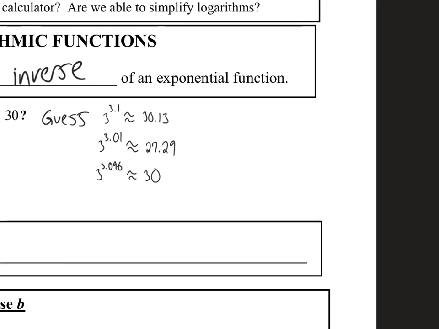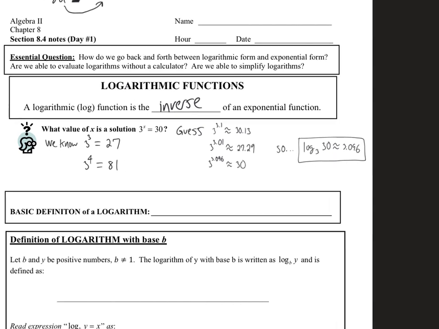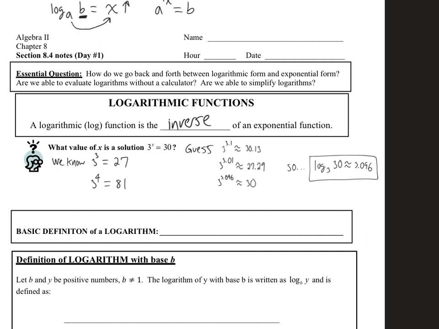So this is how you can use a calculator to figure out an approximation here. We're going to write log base 3 of 30 is approximately equal to 3.096. Okay? So that's what that means. All right, so we can guess and check. We can figure out what the big perfects are here with the 3 to the third and 3 to the fourth, and we can move up and down, above 3 or below 3 or above 4 or below 4, and figure out what's close to that and guess that way.